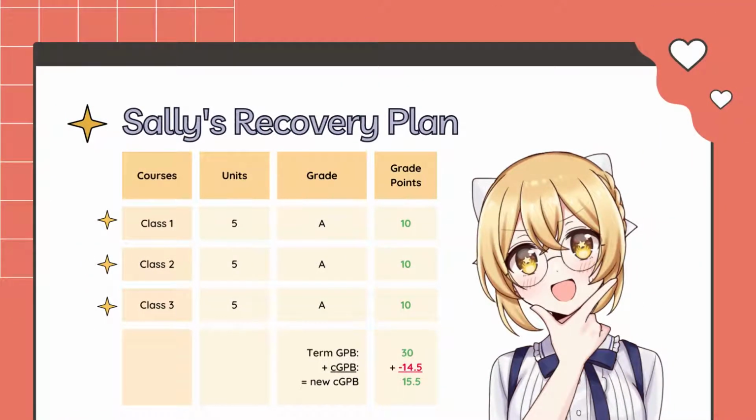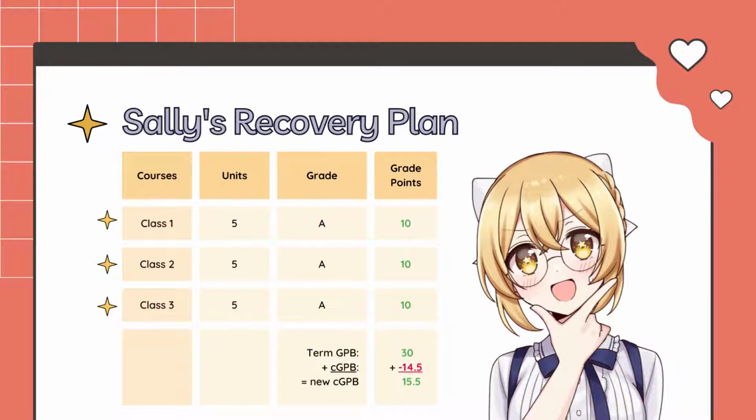So we asked Sally what grade she thinks she may earn in each of her classes this upcoming quarter. She states that she plans to get A's in all 3 of her classes. For each A, she would earn 10 points towards her GPB. Adding all these points up for 3 A's, her term GPB for this quarter would be 30. Since her cumulative GPB thus far has been negative 14.5, adding those together would get her new cumulative back to a positive 15.5 points. This would get her back into good standing.